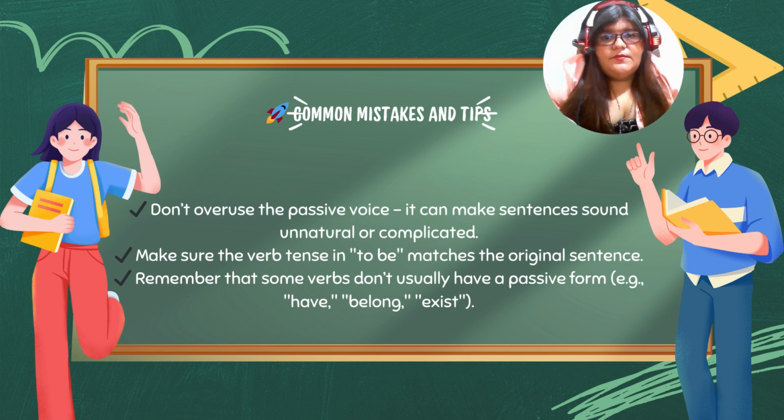Remember that some verbs don't usually have a passive form. For example, have, belong, and exist. Keep in mind those, and you will speak English like a pro. Be careful in avoiding those common mistakes and follow the right tips, right?